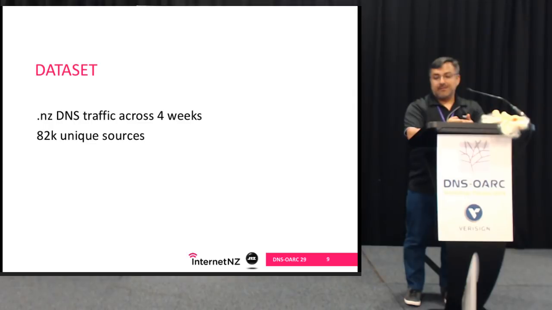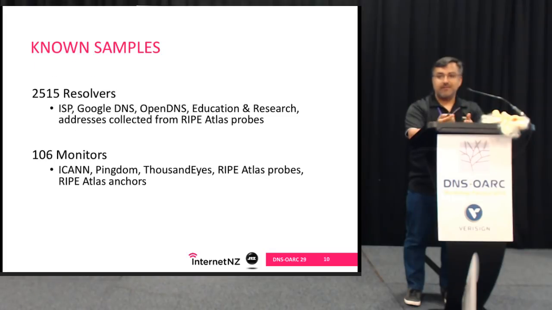The data set we use is DNS traffic and those 82,000 unique sources from last year. And we have a few known samples we curated on our own: 2,500 resolver addresses that we know from ISPs in New Zealand, the documented addresses from Google DNS, the documented addresses from OpenDNS, resolvers from education and research organizations in New Zealand, because they are grouped in one organization, so we could get in contact with them, and a few addresses collected from RIPE Atlas probes doing an experiment. Then we collected 106 addresses that are monitors.